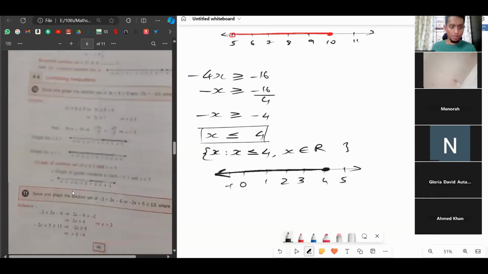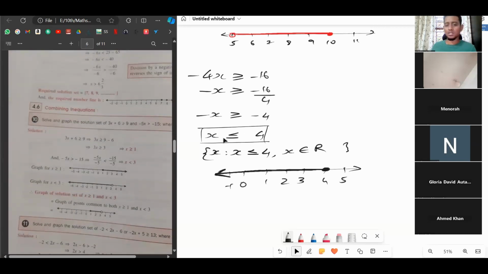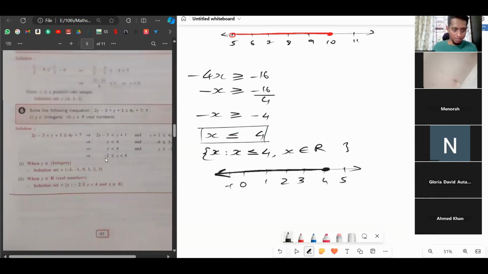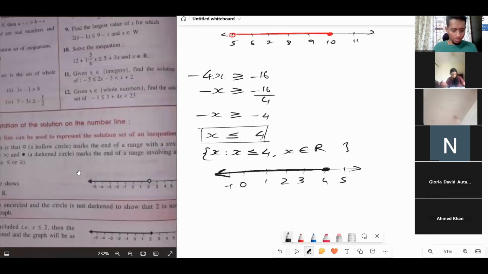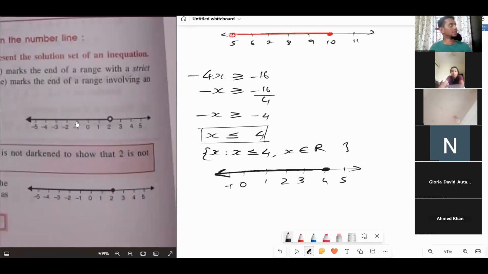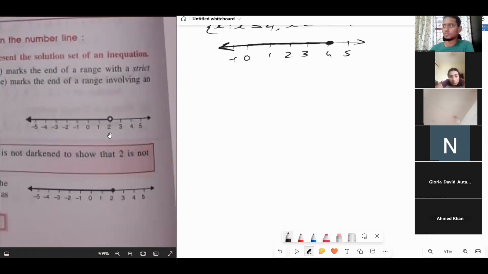Okay, now I'm going to show you some number lines and you will tell me what this is in equation, like x is less than 4 or whatever you say for that number line. Okay, here. Look at this number line and tell me what it is. X is less than equal to 2, is it correct? X is less than 2. Less than 2, not less than equal to 2. You see, it's a white circle. That means 2 is not included. So x is less than 2.